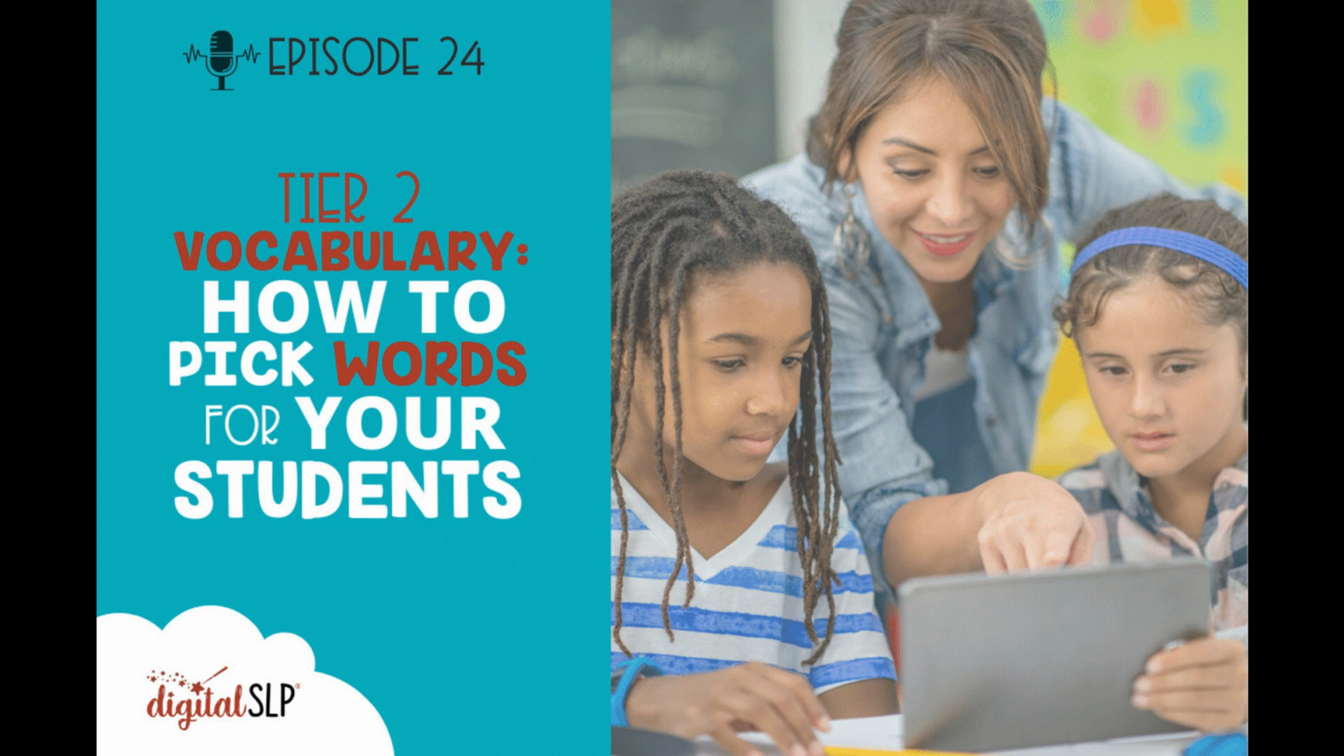So first we have tier 1 words, and those are the familiar everyday words that our students are already going to know. They rarely require explicit instruction. And some examples of these kinds of words would be words like girl, cat, table, or happy. There's approximately 8,000 words out there that are considered to be tier 1.